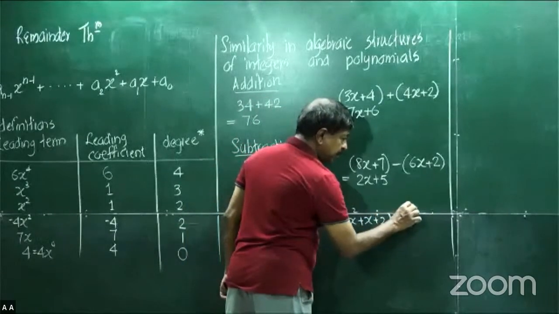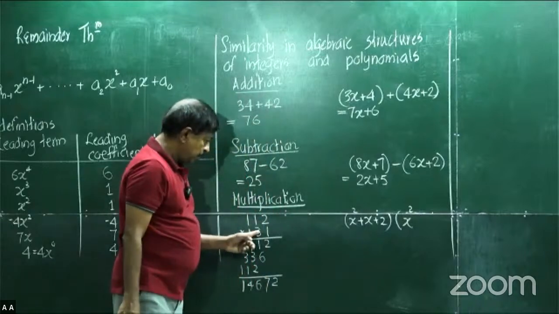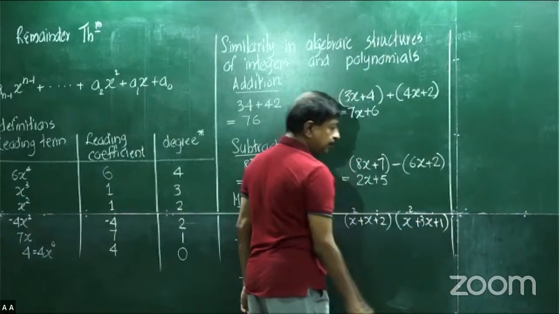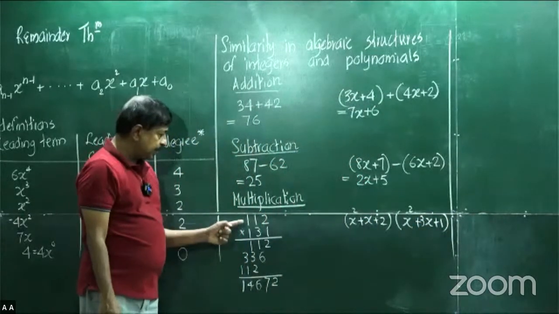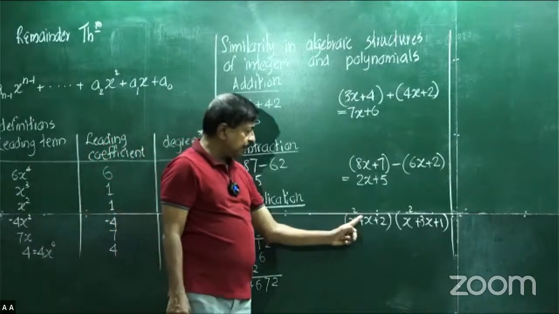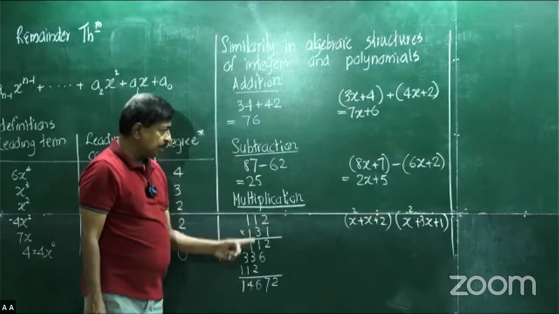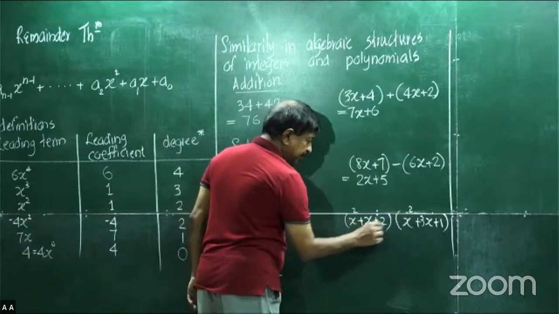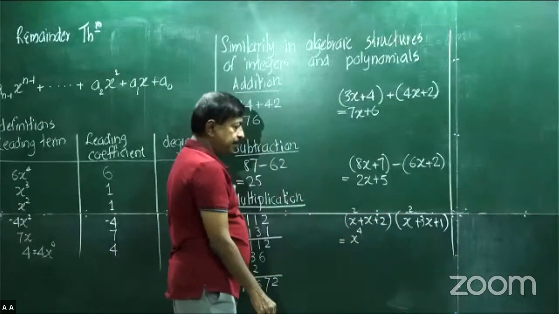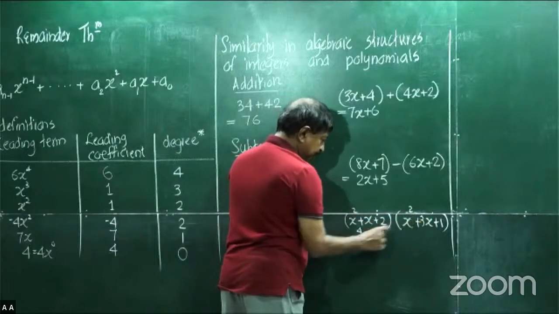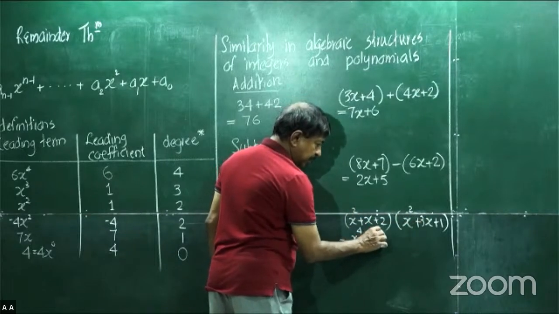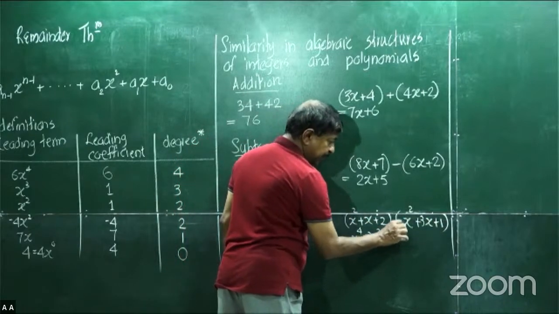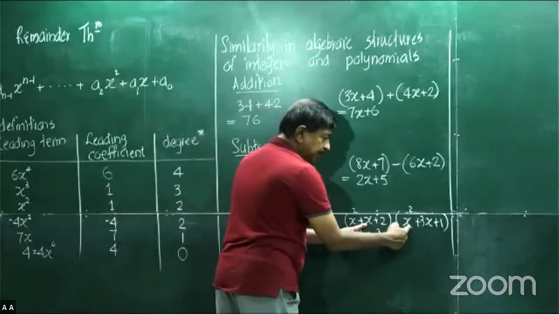This times x squared plus 3x plus 1. You can see that this 112 and this 131 match. Now let's multiply x squared times x squared, x to the power 4. x squared times 3x, 3x cubed. x squared times 1, x squared. Now multiply these two.